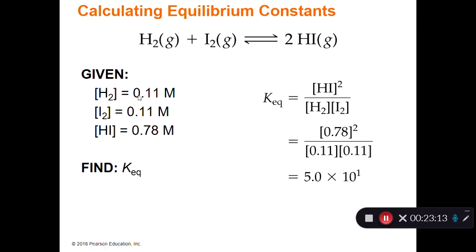Then I'm going to plug in the equation. H2 concentration 0.11, I write it. Iodine 0.11, I write it. HI 0.78, I write it. So you just need to calculate that one. And then you should report your answer with proper units.